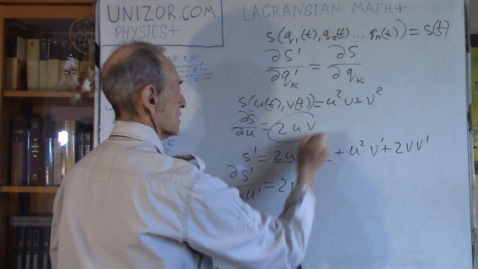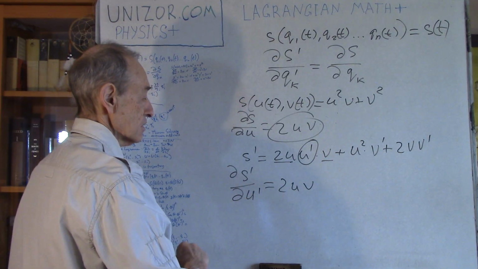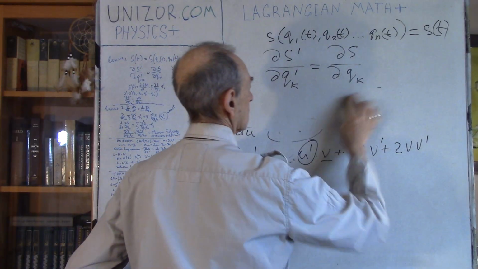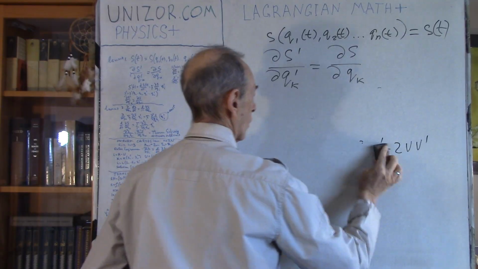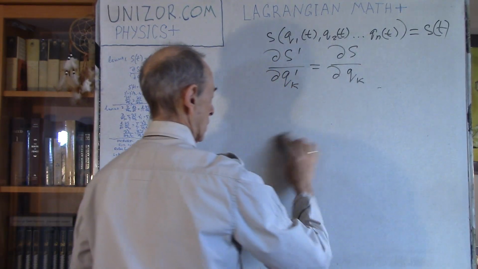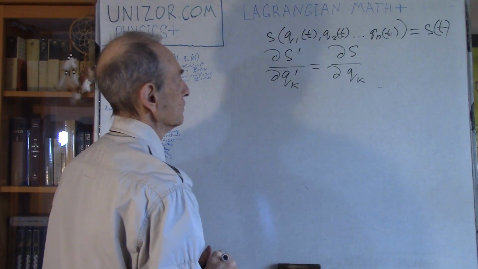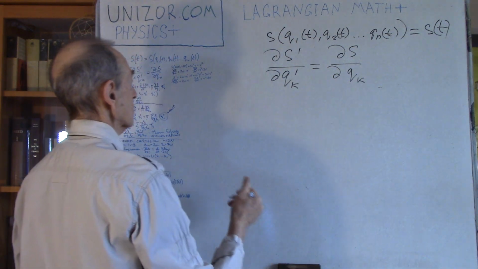2uv, which is the same as this one. And the same would be if you do it by v. So this is just an example, but let me prove it in a general case. All you have to know is how to take the derivative and partial derivative of a function which contains more than one other function which it depends on.